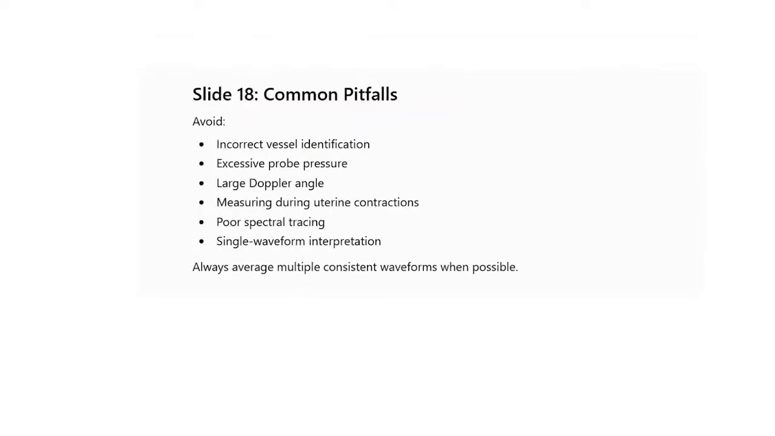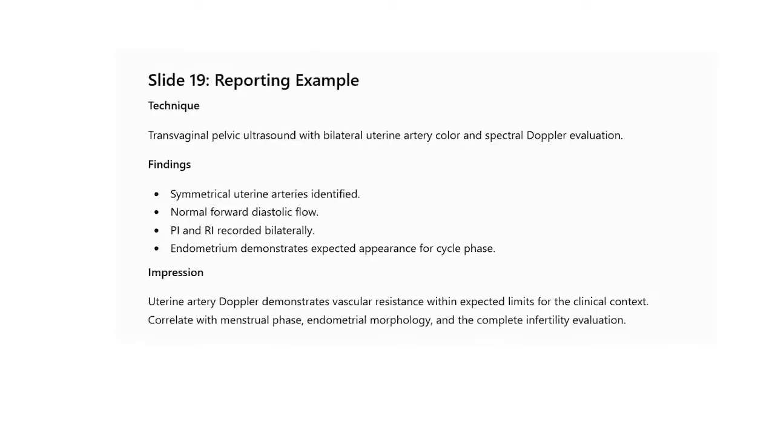So these are some of the common pitfalls. Avoid incorrect vessel identification, excessive probe compression, large Doppler angles, measuring during uterine contractions, poor spectral tracing, single waveform interpretation. So you should measure a number, 3 or more peaks, and take an average. Don't just measure one peak and say, we have it. Always average multiple consistent waveforms when possible.